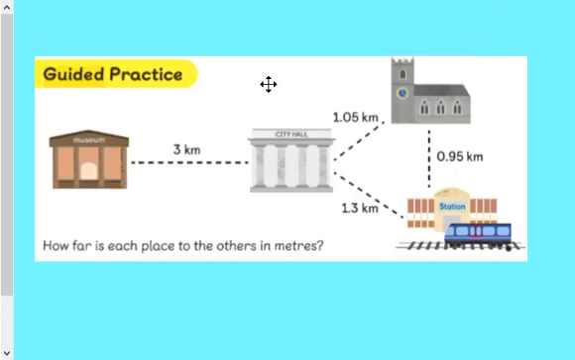Okay, now it's your turn. Your guided practice this morning. How far is each place to the others in meters? Okay, you've got here some distances. We want you to think about what they might be in meters, and remember 1 kilometer is the same as 1,000 meters. Press pause while you're thinking about this, and press play when you're ready to come back and discuss it.